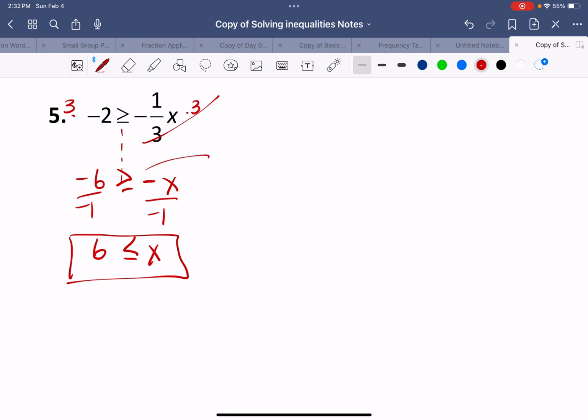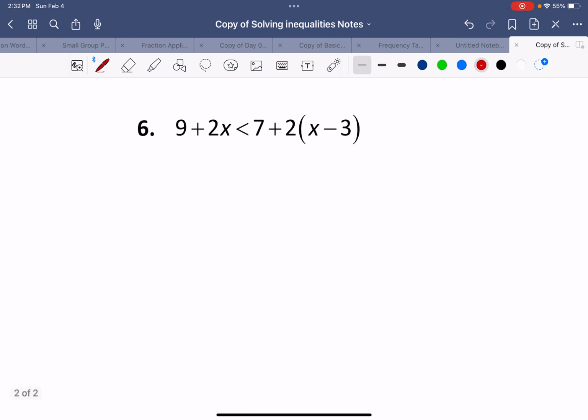Make sure you flip your, I'm not going to say sign, flip your inequality. Okay, don't forget.